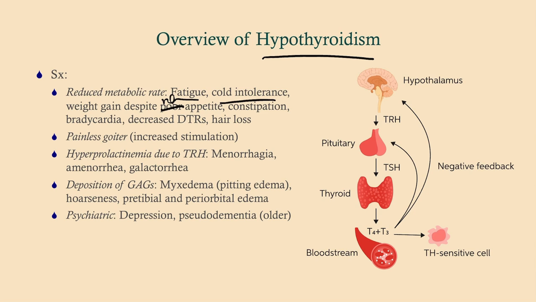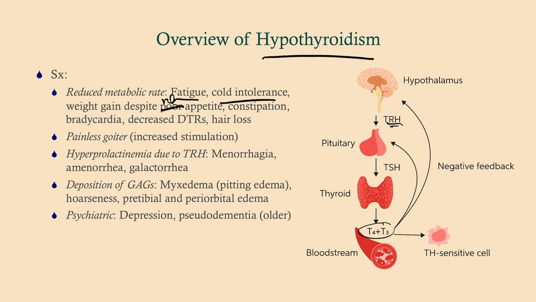They can also get a painless goiter. So this is going to be an enlarged thyroid, but it's not painful. It tends to be rubbery in texture. Hyperprolactinemia can develop due to increased thyroid releasing hormone. Remember, that comes from the hypothalamus. So if you have a decreased T3 and T4, that's going to reduce negative feedback in the hypothalamus, and the consequence is going to be you'll have a high thyroid releasing hormone.